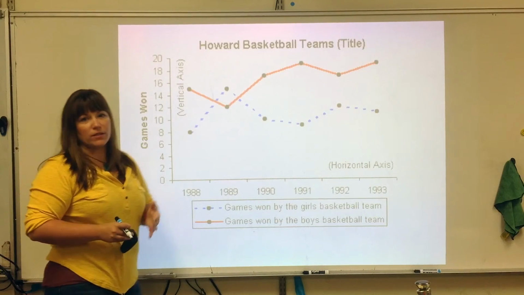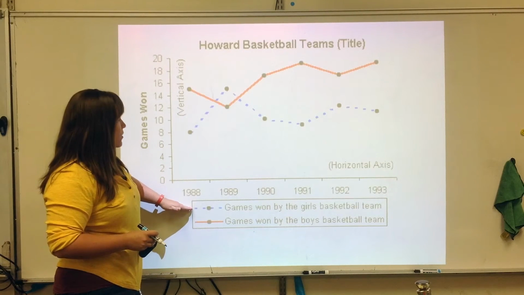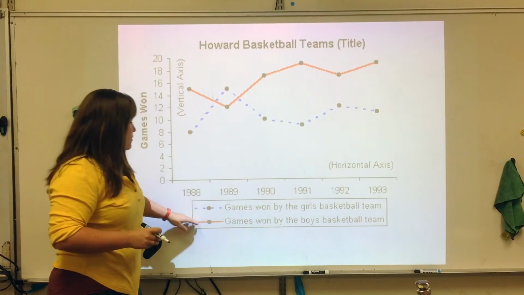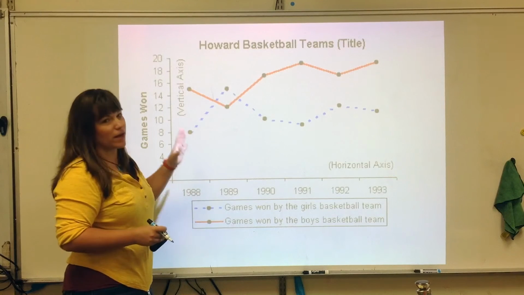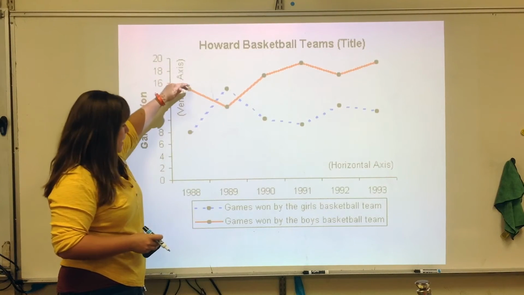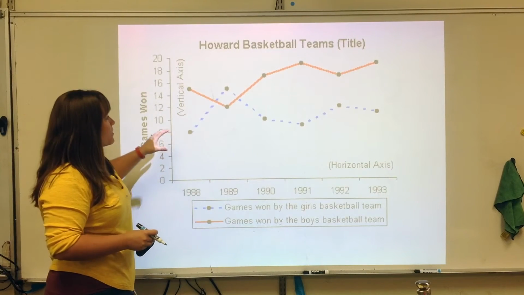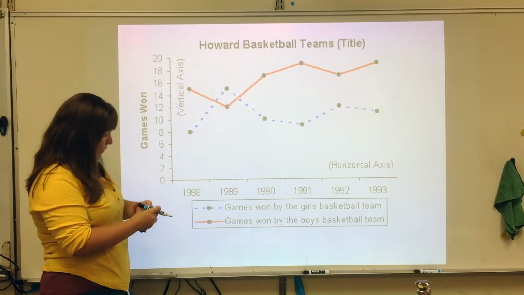This is a cool one. This is a double line graph. What you have here are games won by girls on a basketball team. That's the blue dotted line. And then we're contrasting and seeing during the same time period, how did the boys do? So we have the red line. These are both broken line graphs, but you can see and compare the two groups.